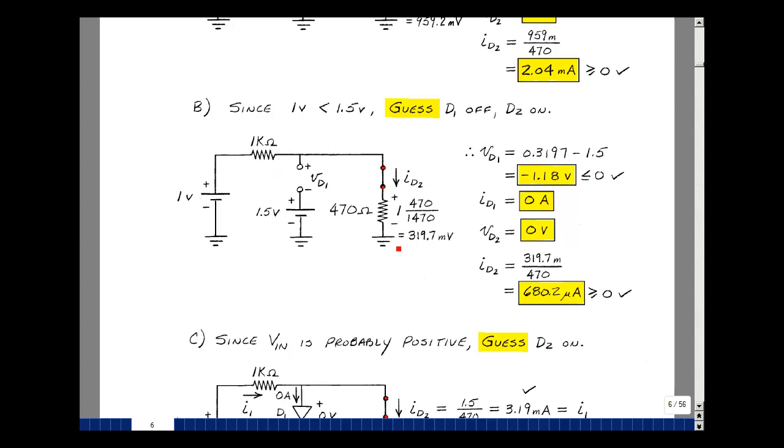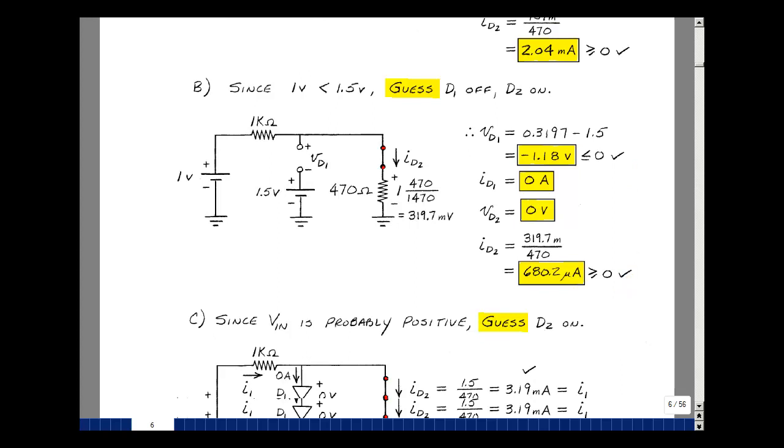We could do this voltage divider of 470 over 1K plus 470, but now times 1 volt. The result is 319.7 millivolts. The voltage across diode 1 then is going to be this node voltage minus 1.5 volts, and that is negative 1.18. Current of course is 0 because it's an open circuit. Our guess here, the voltage would be equal to 0. And again, the current would just be the current in this resistor, which is the voltage, 319.7 millivolts, divided by the resistance of 470. And that's 680.2 microamps. And of course that's greater than or equal to 0, so these guesses check.